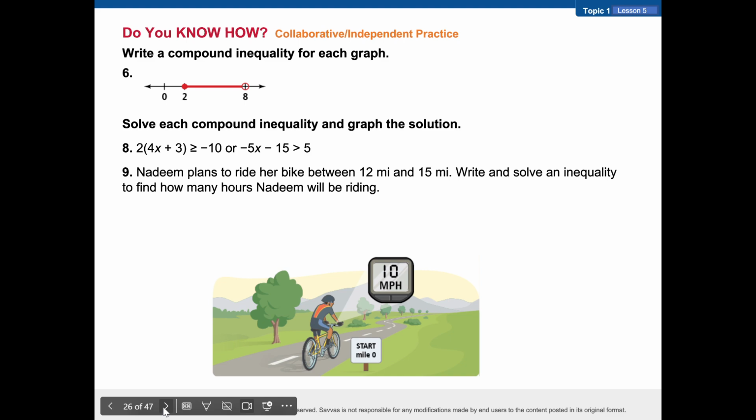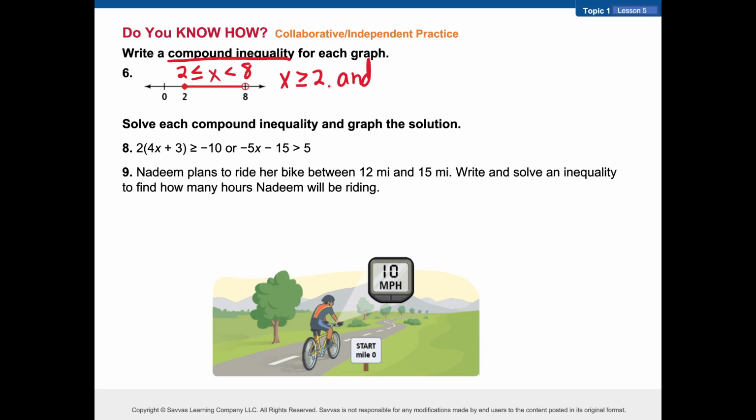Here's a practice of do you know how. I see that this is shaded in the middle. Write a compound inequality for each graph. This is an and. You can write it with the x in the middle. 2 is less than or equal to x, and x is less than 8. Or you can write it with the word and in the middle. X is greater than or equal to 2, and x is less than 8.